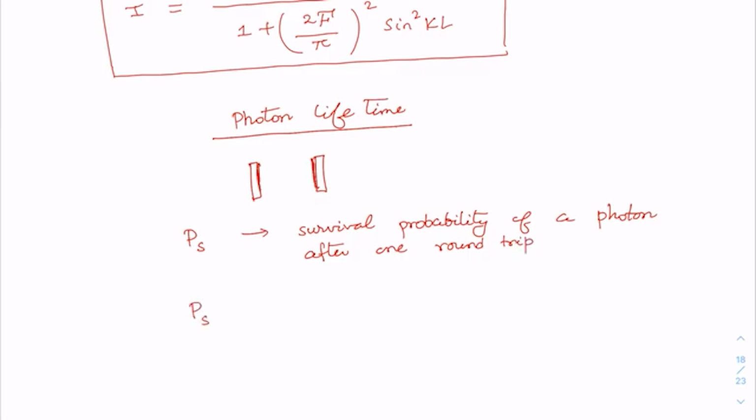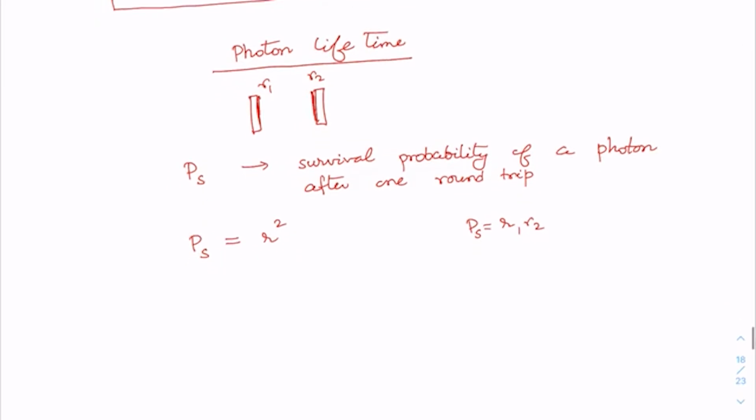Actually, if both the mirrors have reflectance or reflectivity R, then PS is equal to R squared. Otherwise, if one mirror has reflectivity, say R1, and the other one has R2, then PS would be equal to R1 into R2. Anyway, we are assuming that both the mirrors have the same reflectivity.